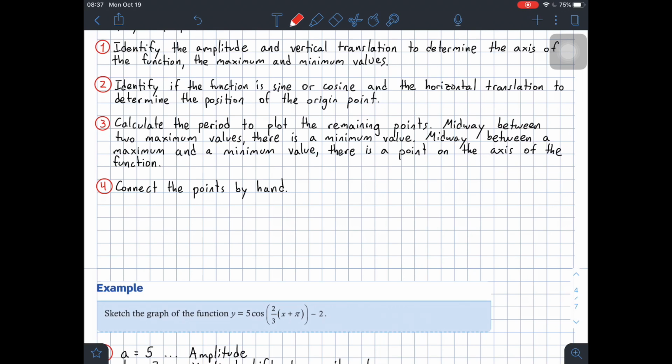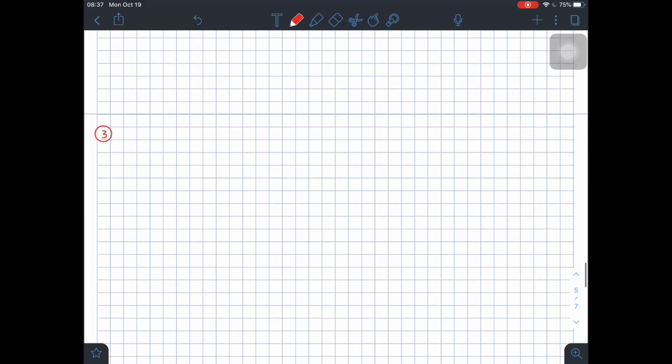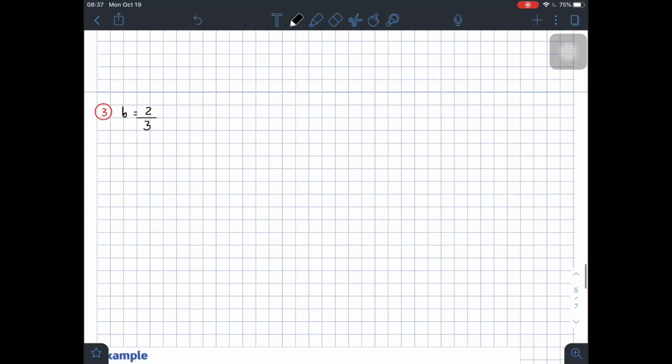So to identify the period, I would first need to identify the value of b. If we take a look at our function, the value of b is 2/3, okay? So let's write this down. The value of b is equal to 2/3. That means that the period, remember there's a formula for the period, is always calculated as 2 pi divided by the absolute value of b.